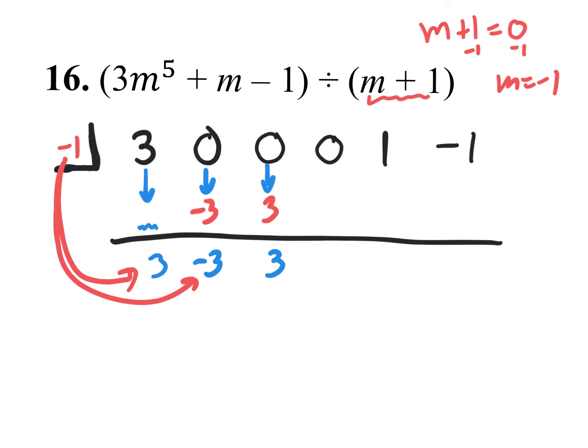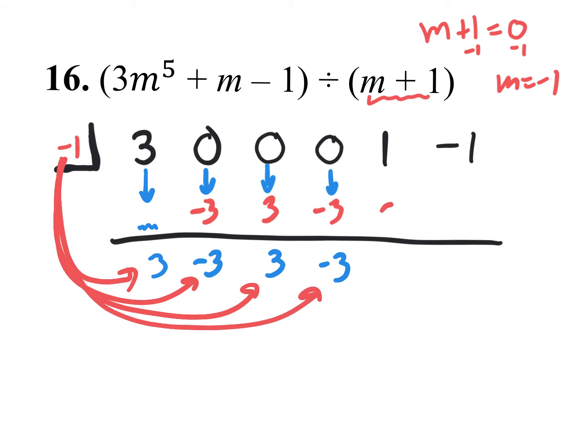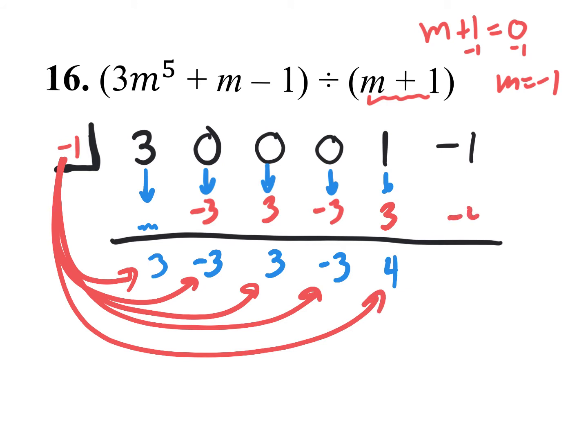As you go up, multiply. Negative 1 times 3 is negative 3. As you go down, combine. 0 minus 3 is minus 3. As you go up, multiply. Negative 1 times negative 3 is positive 3. As you go down, combine. 1 plus 3 is 4. As you go up, multiply. Negative 1 times 4 is negative 4. You put a line right here because whatever you get when you combine right here, that's going to be your remainder, which in this case is negative 5.